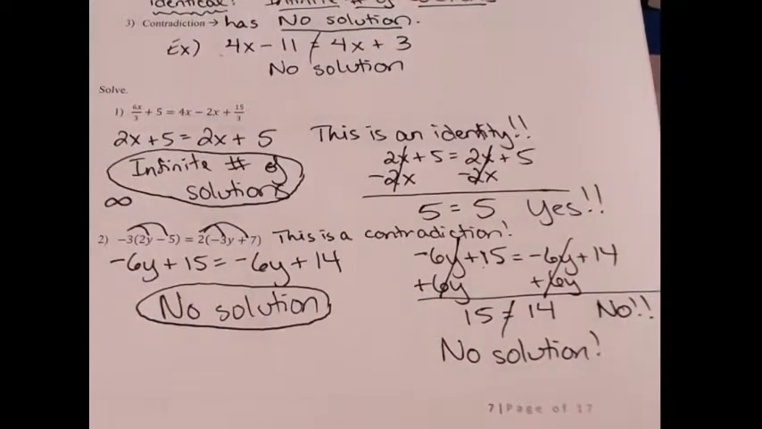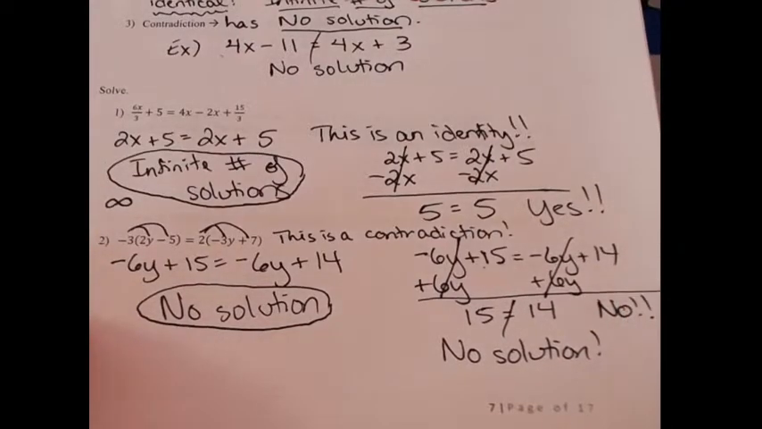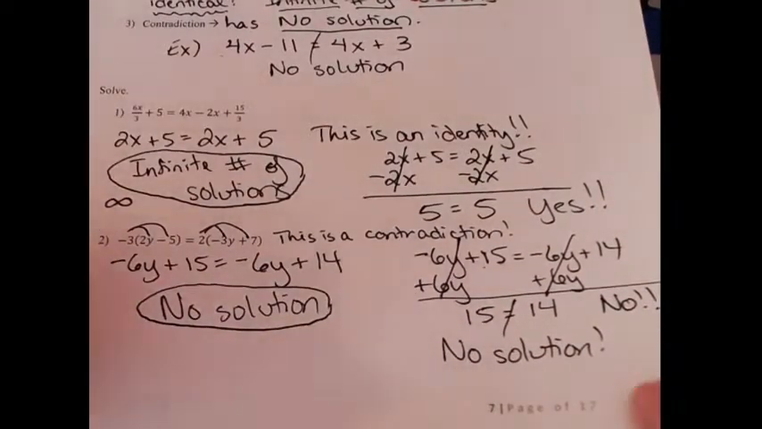Okay? Hopefully that's clear. So we've seen conditionals, we see an identity, we see a contradiction. That's essentially what it looks like. So we have to be prepared for any one of those three types of linear equations. Let's turn the page.